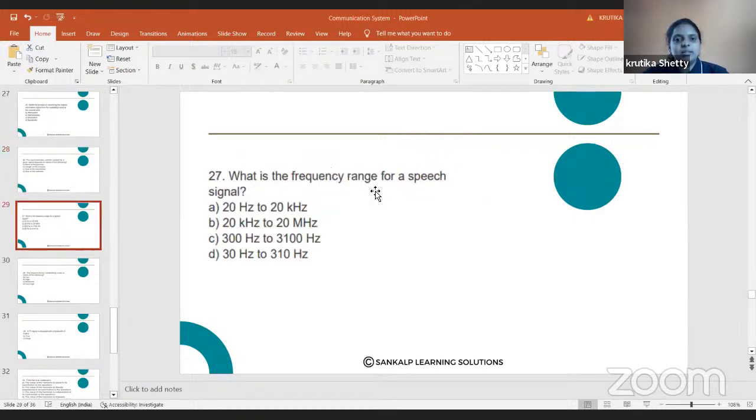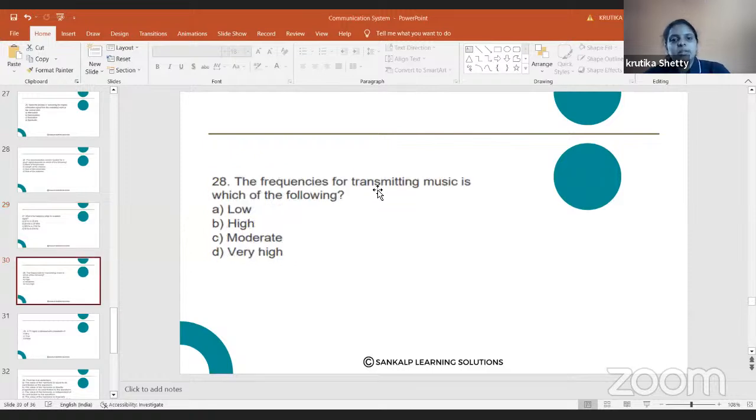Then the next question, what is the frequency range for a speech signal? 20 hertz to 20 kilohertz, 20 kilohertz to 20 megahertz, 300 hertz to 3100 hertz, 30 hertz to 310 hertz. Yes, we discussed this one just now. It is option C, 300 to 3100 hertz.